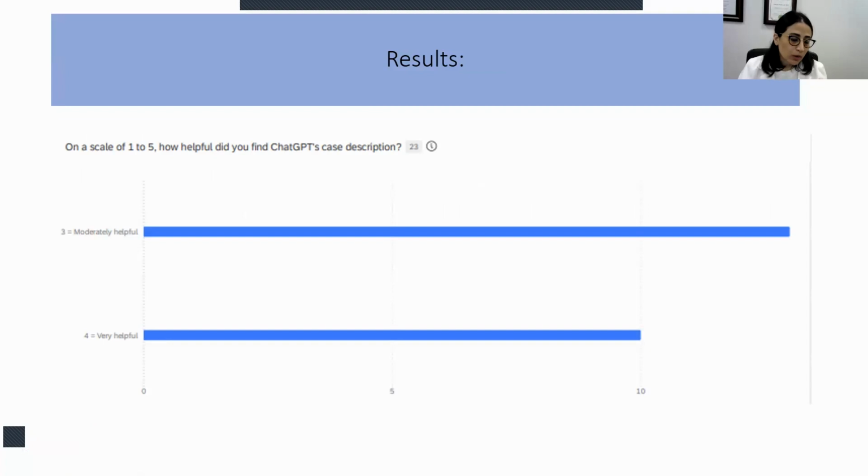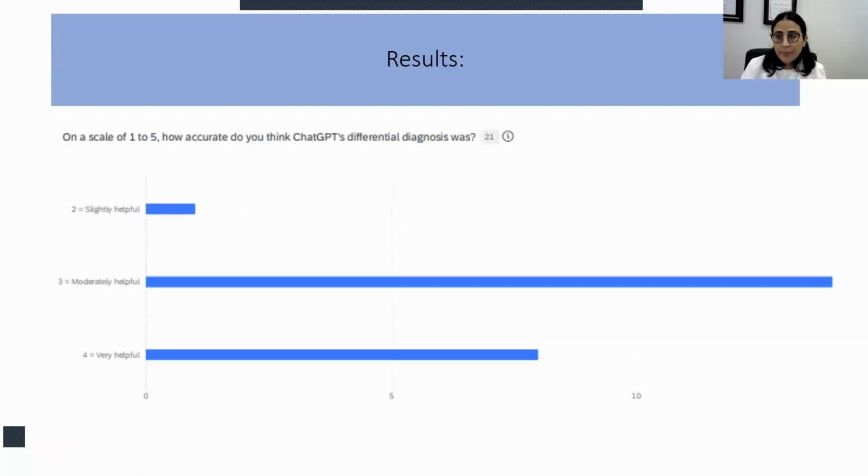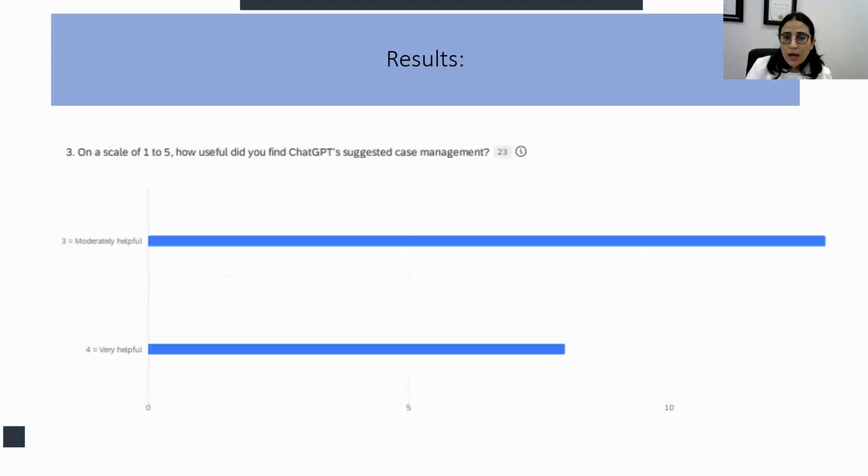After that, I asked them to fill out a survey and asked them how helpful they found the AI case descriptions. Most of them said it was moderately helpful, and I think it's because of the second case, they were not that happy. I asked how accurate they thought ChatGPT's differential diagnosis was, and most answered moderately. Then I asked how useful they found ChatGPT's suggested case management. Again, most said it was moderately helpful.